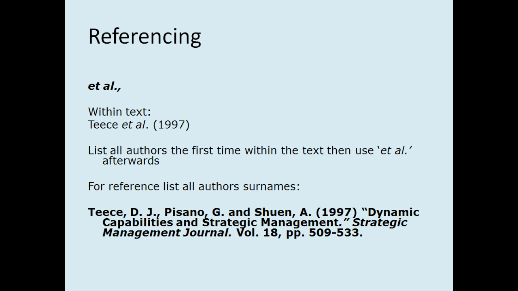Use et al., which means and others. But the first time you use those authors, list them all out in the text, okay, and then you can use et al. all the time. So it's a little rule. Don't worry, you're not going to lose marks on that. But it just saves you a little bit of time, and it will help you a little bit. But in the reference list at the back of your document, always put all the authors. Don't put Thies et al. List all the authors out.